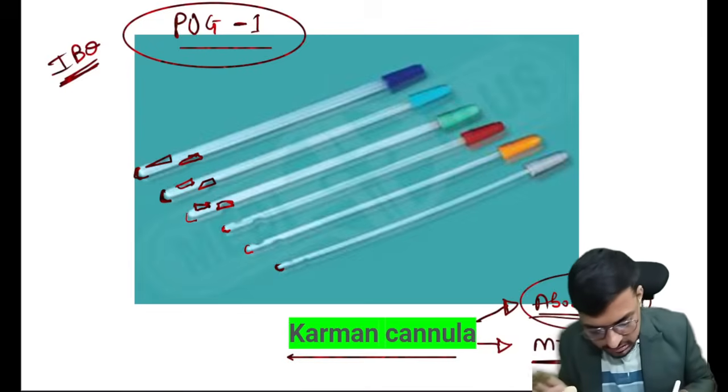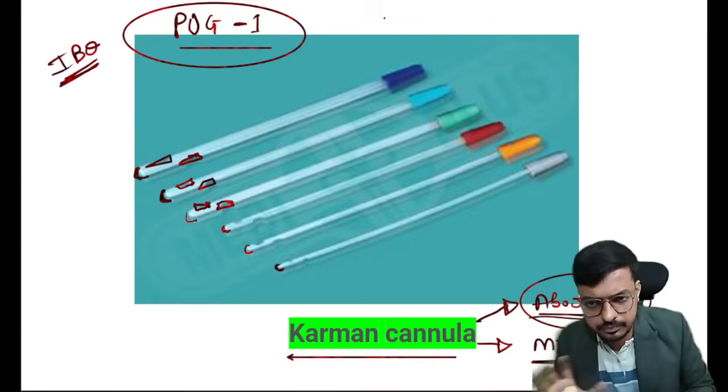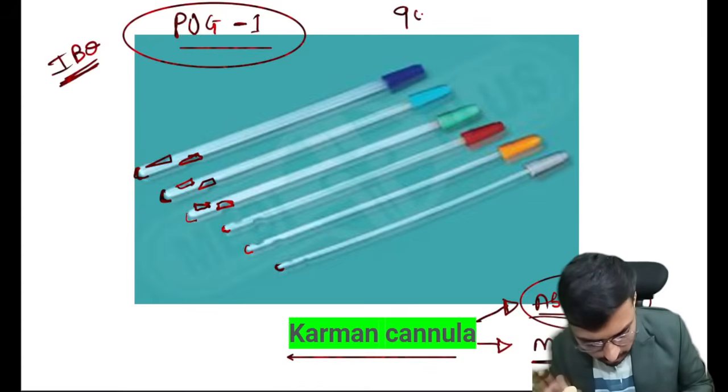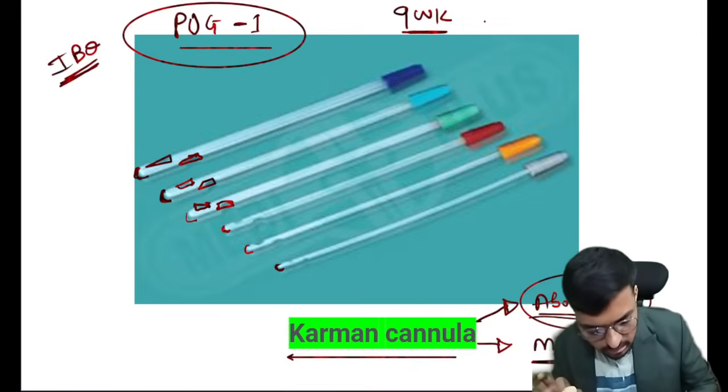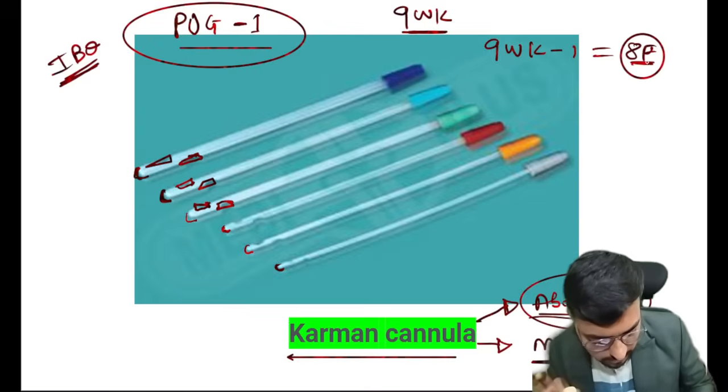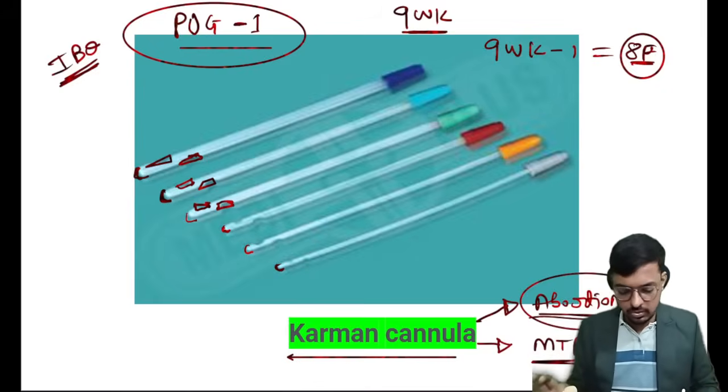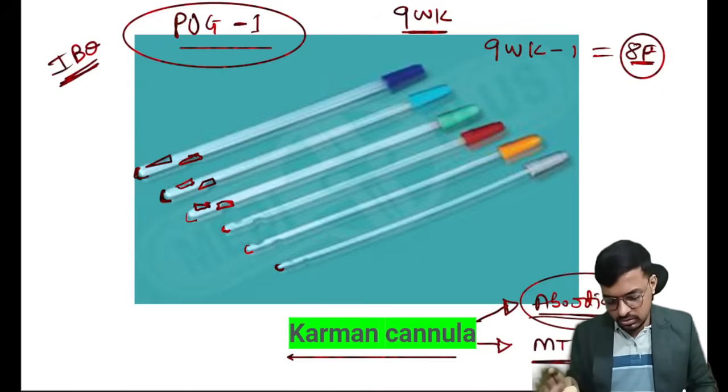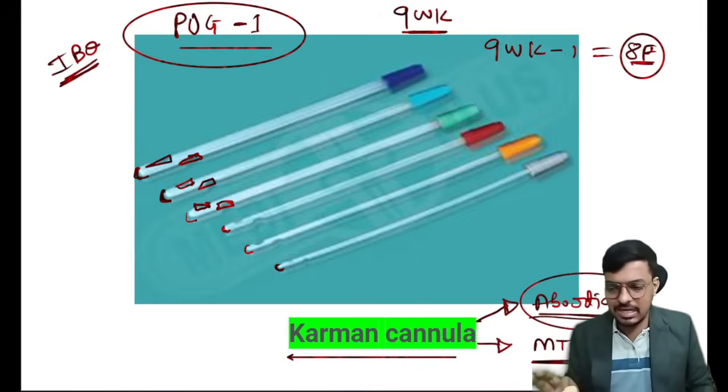Consider, sir, we are doing the medical termination of the pregnancy at 9 weeks. Which Karman cannula size will you use? Sir, I will take 9 weeks minus 1, so 8. I will use an 8 French Karman cannula. This is the very, very important thing you have to keep in your mind. Not 8 weeks, it is 8 French. So we will use Karman cannula size number 8. Hope it is clear to every one of you.